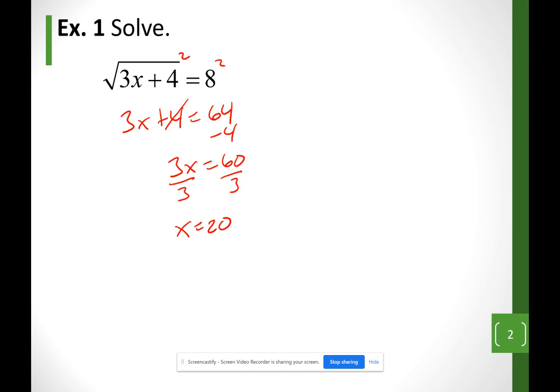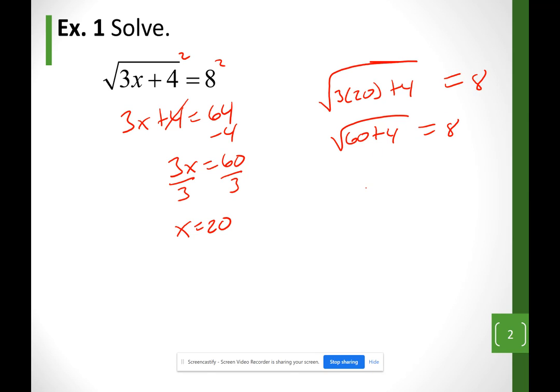This is a potential solution. Always double check your work. I'm going to make sure that I have the square root of 3 times 20 plus 4. I want to make sure it is equal to 8. So I have that the square root of 60 plus 4 is equal to 8. So I have that the square root of 64 is equal to 8, which is true. So x is equal to 20.